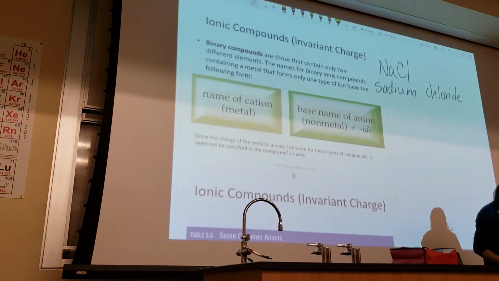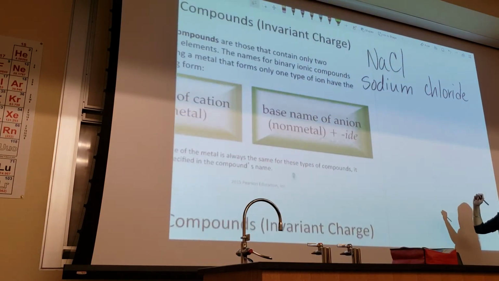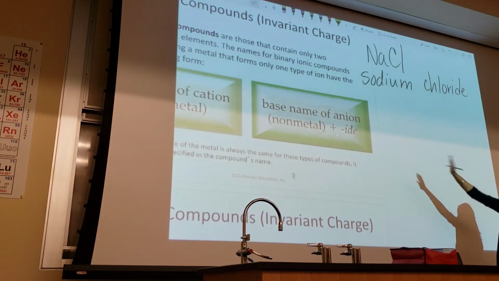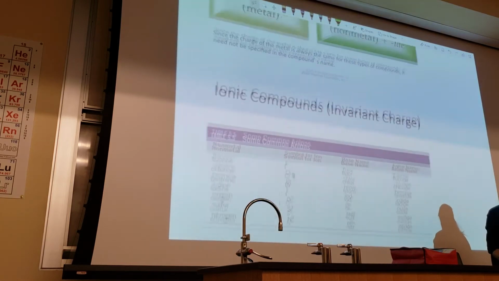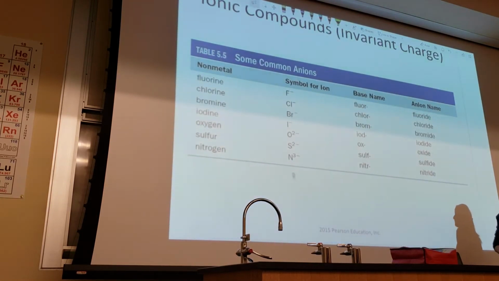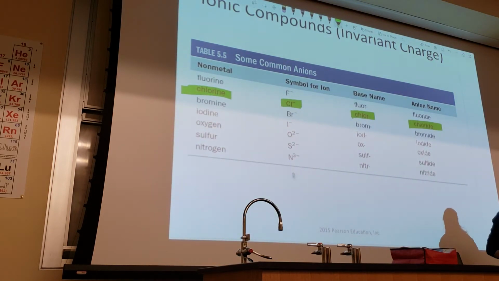I have it right here. Do you do that just on the non-metal or just the second? Just the non-metal. Yeah, the second one's always the non-metal. So you can see that here. Fluorine, this is the non-metal, right? When it's an ion, you keep the base name, chlor, and then add IDE. So it goes from chlorine to chloride.